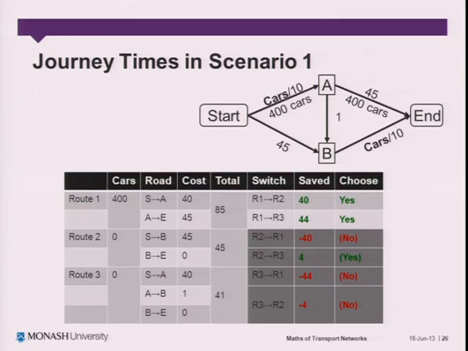So if we look at what the drivers are likely to do, drivers on route 1 are going to switch either to route 2, which would save them 40 units of time, or to route 3, which would save them 44 units of time. Drivers on other routes might not switch, but there aren't any, so it doesn't really matter. I've grayed that bit out. So it's only really the top two rows that matter. So the fact that drivers are prepared to switch means that we're not in a user equilibrium state. This is not a steady state traffic pattern.